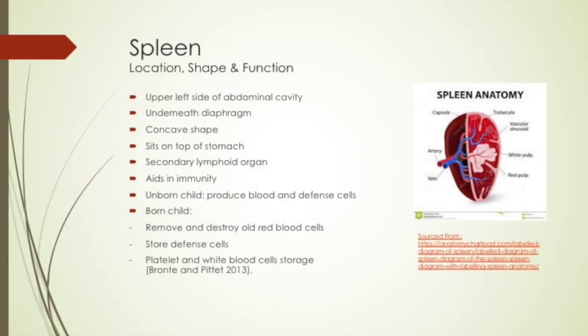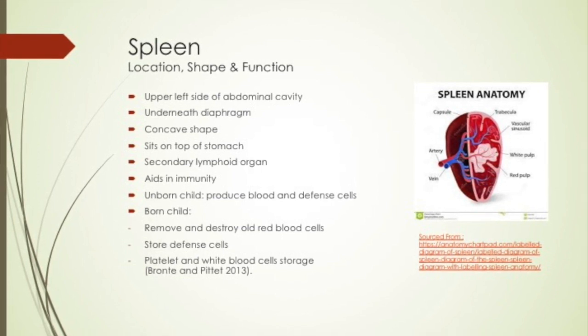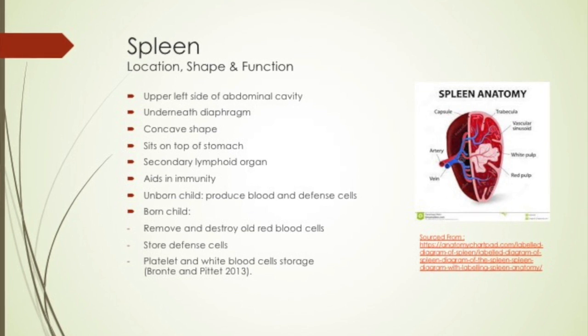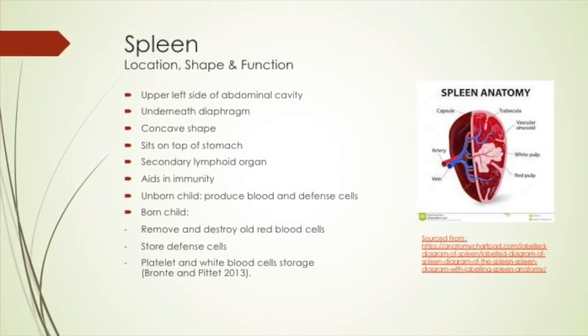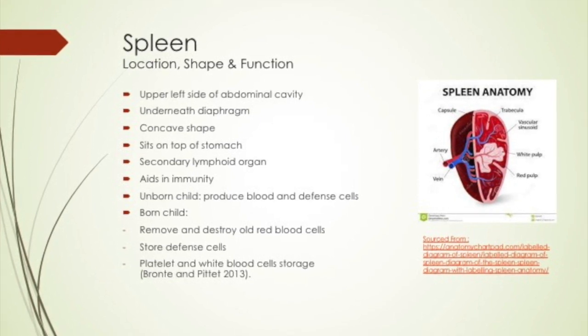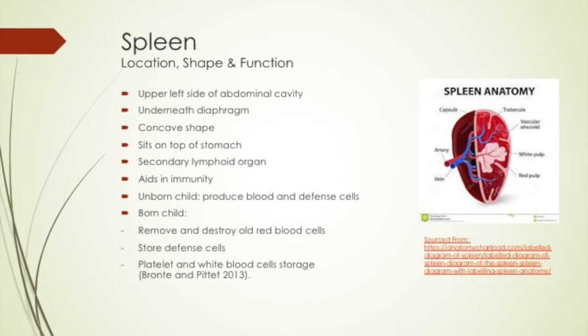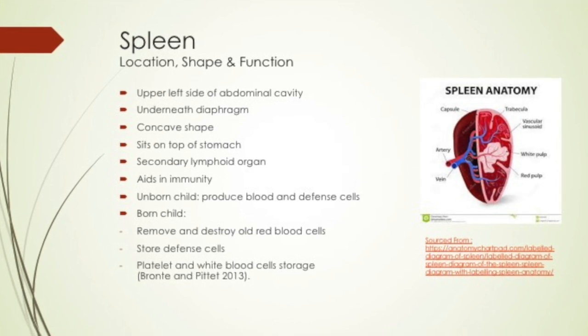Another lymphoid organ is the spleen. The spleen is located in the upper left side of the abdominal cavity underneath the diaphragm. It is a concave-shaped organ sitting on top of the stomach. As a secondary lymphoid organ, its sole purpose is to aid in immunity. Its function changes from that in an unborn child to that in a baby.